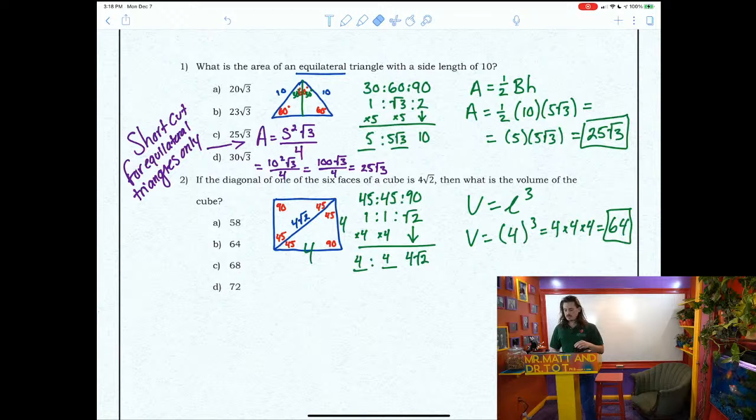Okay, so if we look at number 1, they give us the side length of the equilateral triangle to be 10. All equilateral triangles have equal sides and they are equilateral and equiangular, meaning that all of the angles have to be the same measure. If the total sum of the interior angles of a triangle has to be 180, and all 3 of the angles have to be the same measure, then 180 divided by 3 is 60, meaning that in every single equilateral triangle, all angles are 60 degrees.